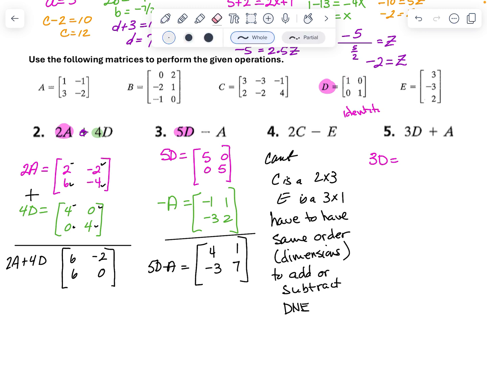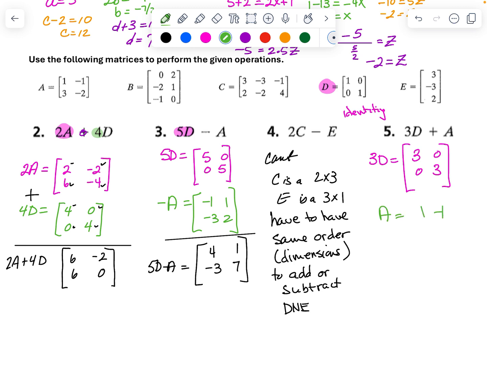There we go. And so we're going to take this identity and multiply it by 3. So that's going to give us 3, 0, 0, 3, and it is no longer an identity anymore. So that is 3D, and A is simply 1, -1, 3, -2. And so when you combine them, 3 and 1 are 4, 0 and 1 are -1, 0 and 3 are 3, and 3 minus 2 is 1. And so 3D added to A is that.